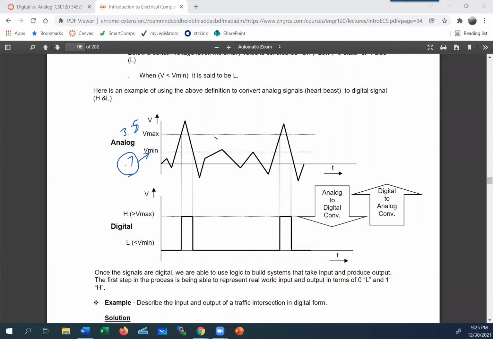And anything in here really is an unknown zone. So if you're 0, you stay 0. If you're 1, you stay 1. When you're in that middle range, you have to cross this line and this line before your value changes.